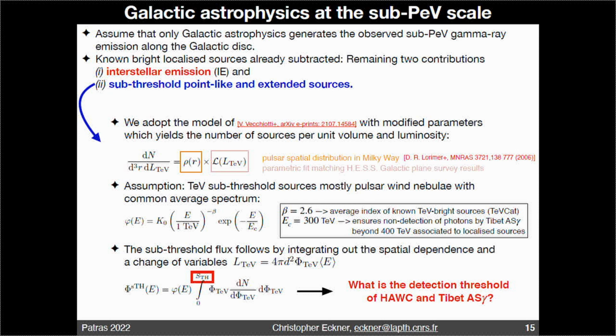You have a source population that you can separate into a spatial part, where it's simply distribution of sources in a galaxy, and an intrinsic luminosity function of the sources, how bright they may be, at maximum, at minimum, and just draw from that. This kind of distribution has already been fit by that group to the HAWC galactic plane survey results, so that is more or less fixed. And distribution of sources, if you're interested, is coming from the best fit pulsar distribution in our galaxy.